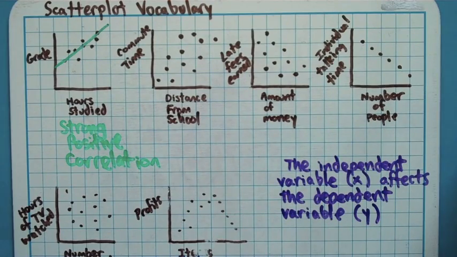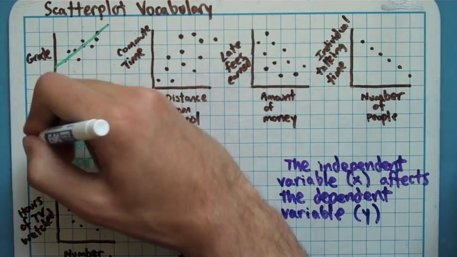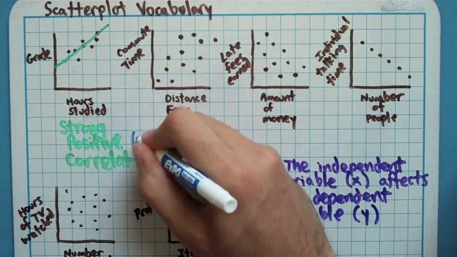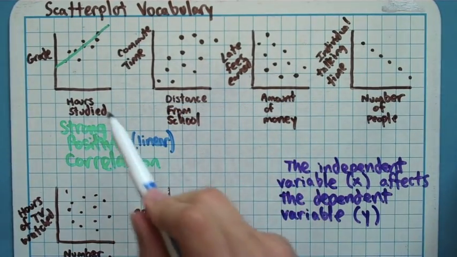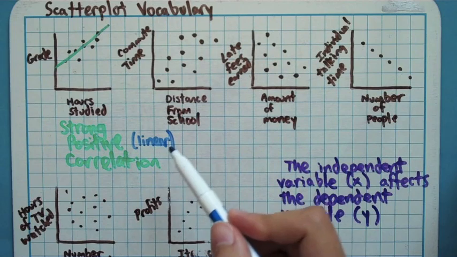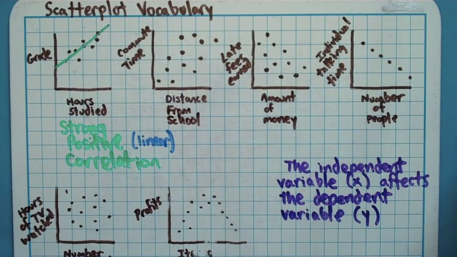Sometimes you will also hear the word linear thrown in here: a strong positive linear correlation. That's just basically saying that it's positive, it's going up, and they kind of make a line. So that part, sometimes you use it, sometimes you don't, but it is technically a linear correlation too.